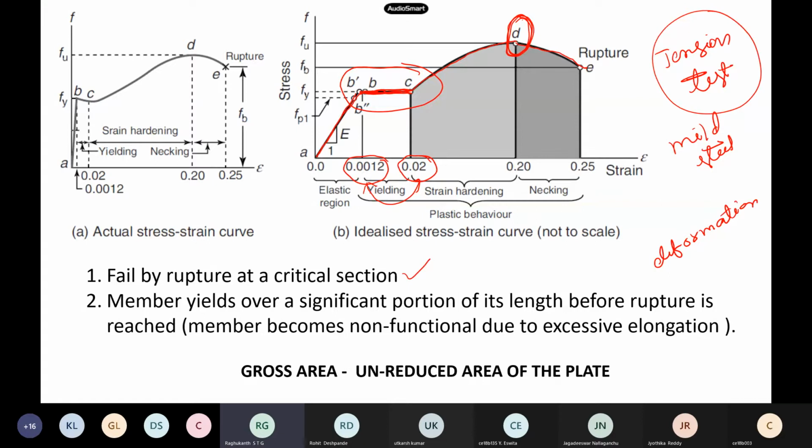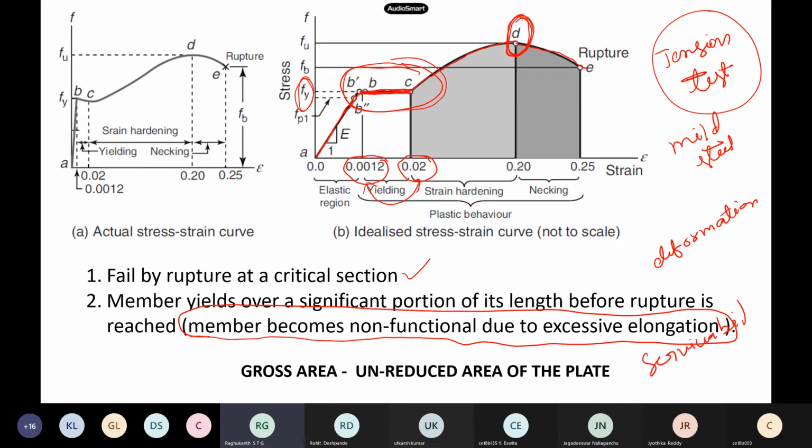Now, as I already told you, in our limit state design we have two criteria: one is the limit state of strength, then the limit state of serviceability. Although once it reaches the yield stress your structure is perfectly safe and can take some more load, in this portion our limit state of serviceability comes into the picture. As per our definition, the member becomes non-functional due to excessive elongation, so the limit state of serviceability doesn't get satisfied.